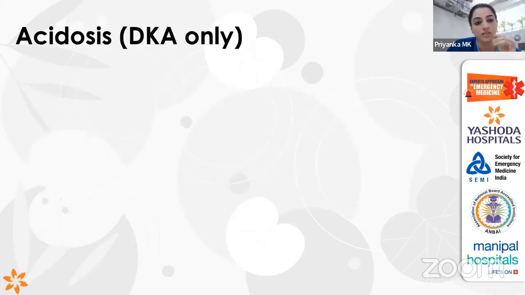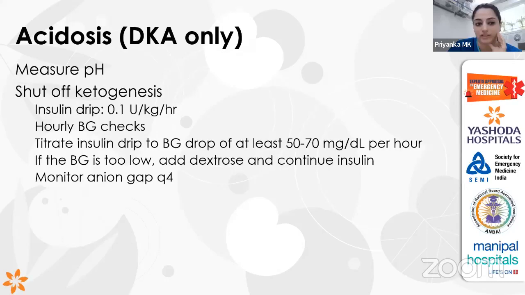Now coming to acidosis. Acidosis is seen in DKA only. So we measure pH. And our goal is to shut off ketogenesis. So that's done by starting an insulin drip. Actrapid is the insulin which is used, and you start an infusion at 0.1 unit per hour.